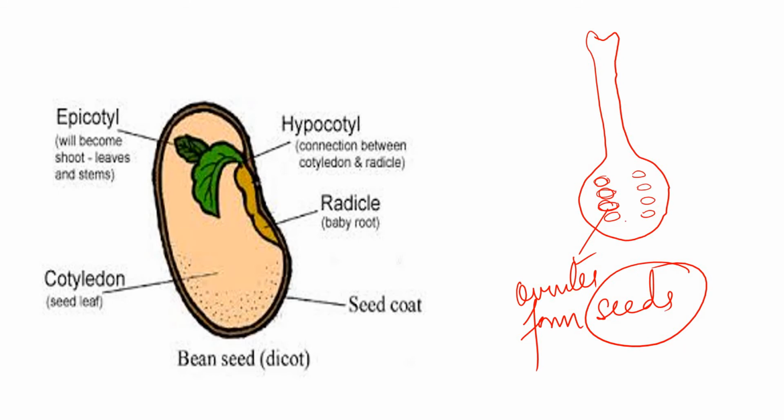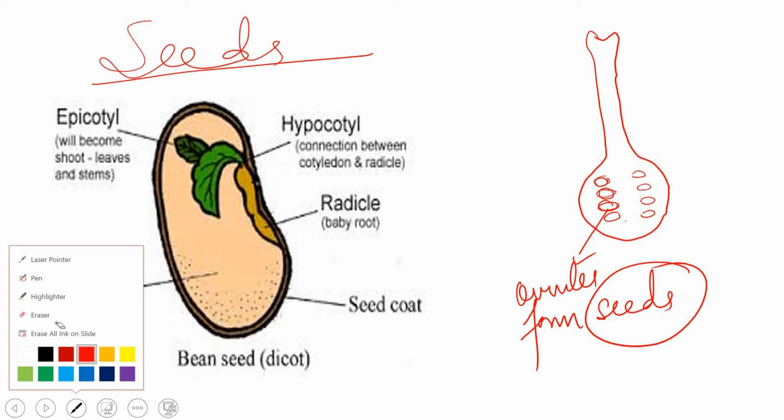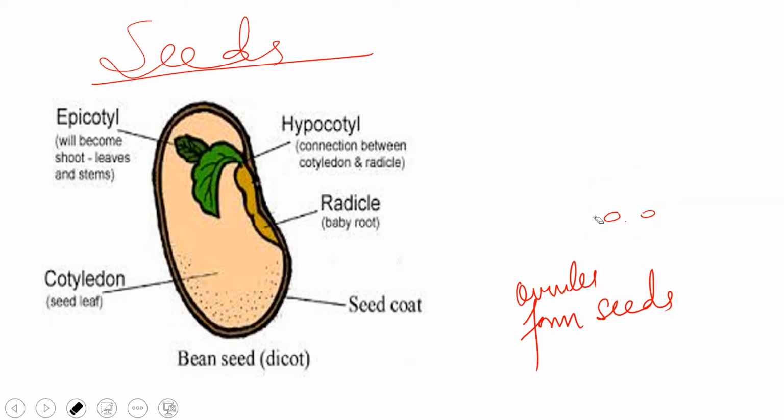Okay, so what are seeds? Seeds are the fertilized and matured ovules. Okay, now I think I shall rub this one so that I have space to write it. Okay, now let's see what is written in your book. Seeds are the fertilized or matured ovules. I showed you about the ovules.